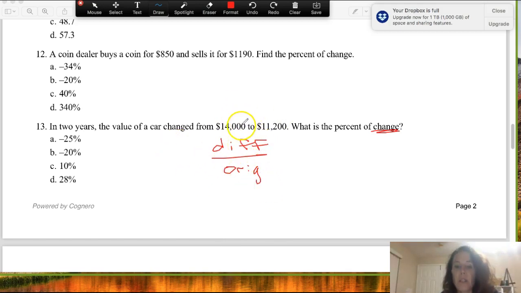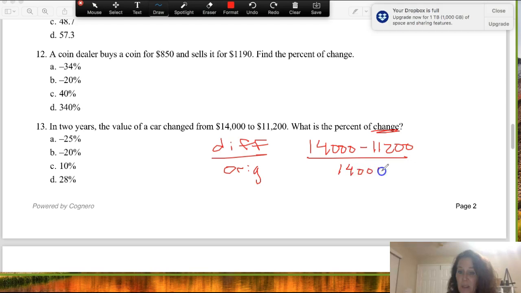So I'm going to go the difference. I'm going to subtract these two. I'm going to go 14,000 minus 11,200, divided by the original, which actually was 14,000. I said 1,400, I'm sorry, I meant 14,000. If I subtract these two, I'm going to get 2,800 divided by 14,000.